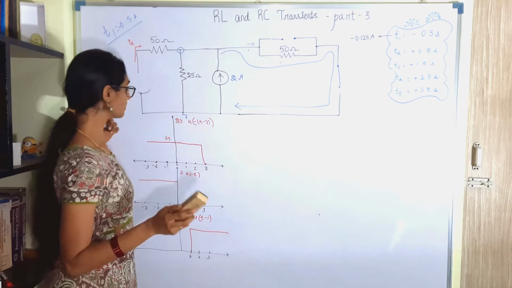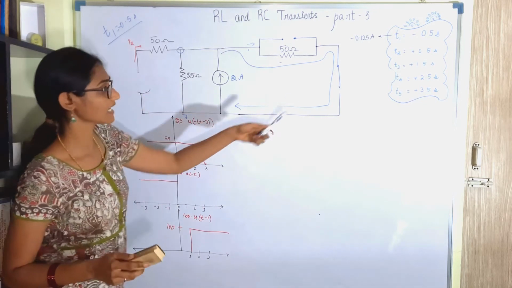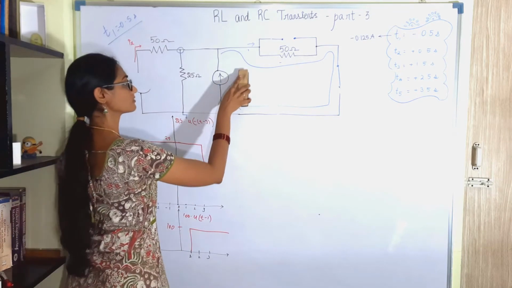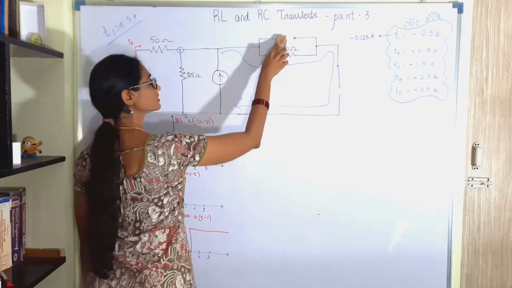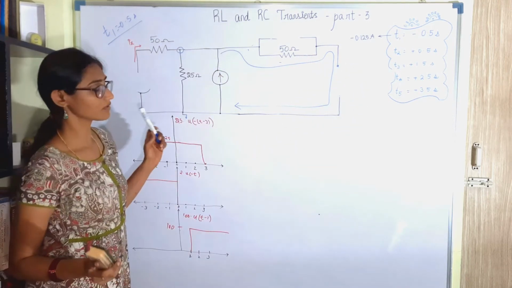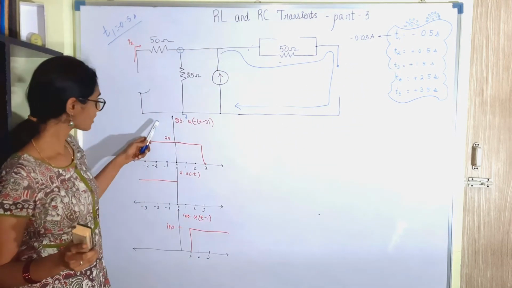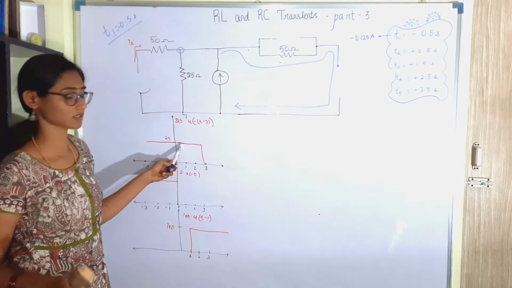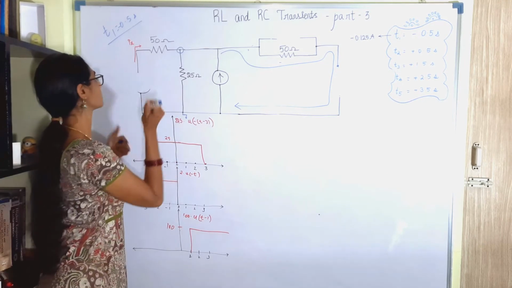Now what we will do? We will draw the voltage levels at the time t2 of 0.5 second. So this switch status also we don't know. This status also we don't know. At t equal to plus 0.5 second, what will happen to this 25 volt source? At plus 0.5 second also this is supplying 25 volt.